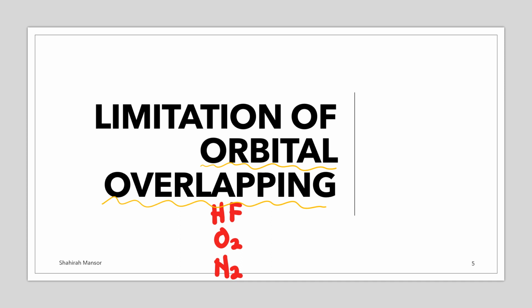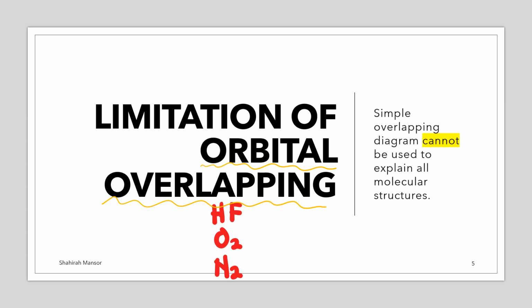But for the other molecules yang lain, okay, ada sedikit limitation untuk orbital overlapping ini di mana kita tak boleh apply. We cannot use this orbital overlapping sahaja untuk explain formations of bonding di dalam complex structure yang lain. Okay, so untuk HF, O2 and N2 ini, they are a bit simple, dan kita boleh explain the formations of the bonding dengan menggunakan orbital overlapping.